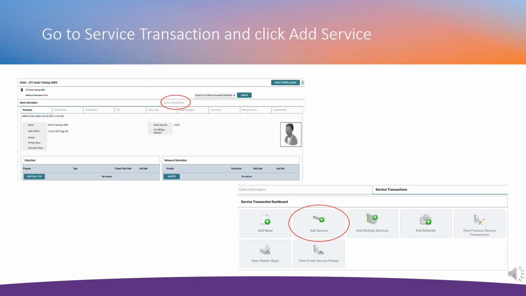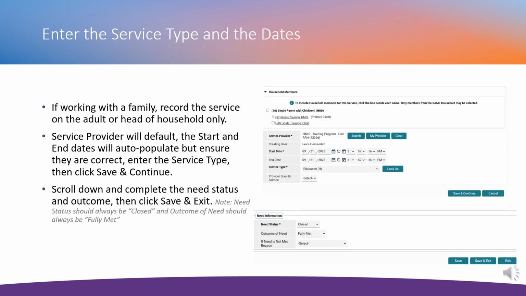First, you would go to Service Transactions and click Add Service. These tabs can be found as shown in the red circle. Then we enter the service type and the dates. If you are working with a family, you would record the service on the adult or head of household only. The service provider, the start date, and the end date will auto-populate, but you will want to ensure that they are correct.